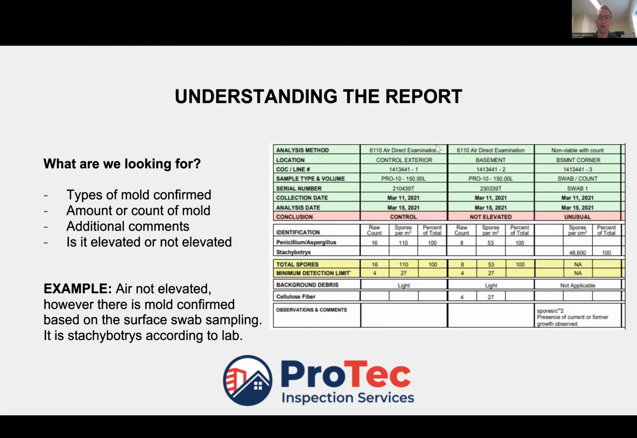We're looking for the control sample compared to the basement air sample. This one was actually not elevated. So all that mold that we saw in the corner of the basement actually had not progressed enough to be airborne. Doesn't mean it doesn't need to be fixed. It still should be addressed. It's just not airborne at this time. The swab sample actually came back elevated for Stachybotrys.